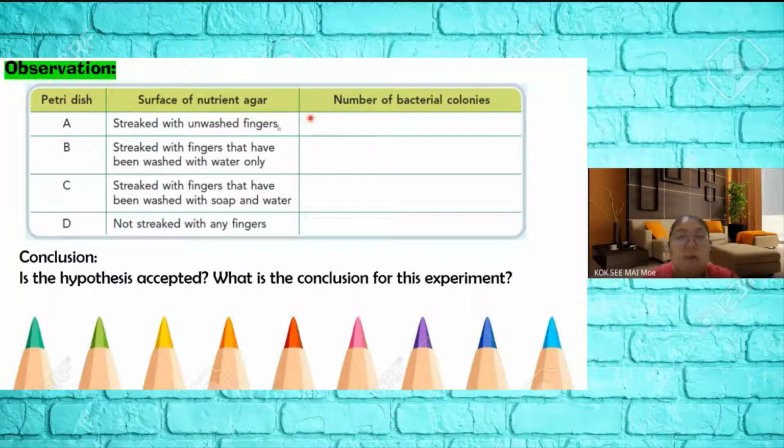Okay, so we compare, we read all first until the end. B is washed with water only. C is soap and water. And the last one is without any finger. Sure the finger is the dirtiest one. So from here, the first one is surely many colonies.